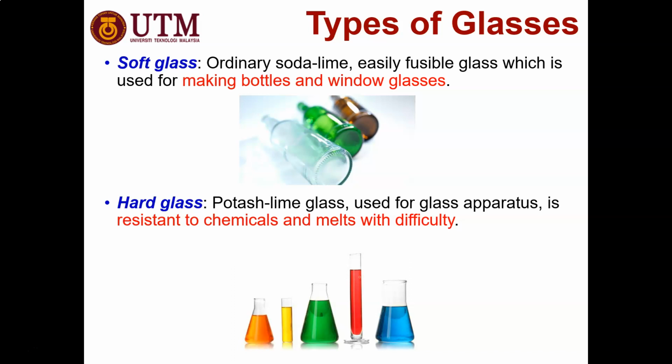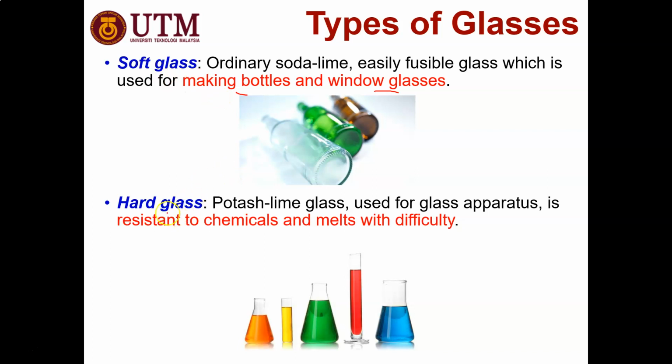So contohnya kita ada soft glass biasa, okay, botol air yang biasa. It's an ordinary soda lime glass. Dia senang nak fuse, so easily fuse, kita senang nak cantumkan dia, which is used for making bottles and window glasses. So this is known as soft glass.